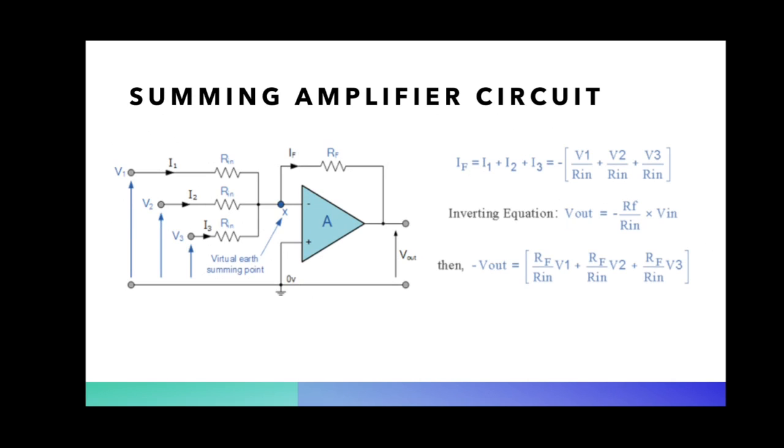The summing amplifier circuit is shown here. KCL is applied at the node X, and then IF is equal to I1 plus I2 plus I3, which is equal to minus of V1 by Rn plus V2 by Rn plus V3 by Rn. Then the output voltage is equal to minus of Rf by Rn into V1 plus Rf by Rn into V2 plus Rf by Rn into V3.